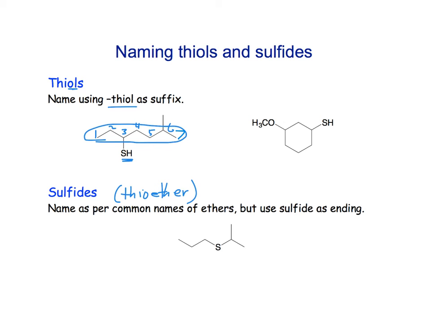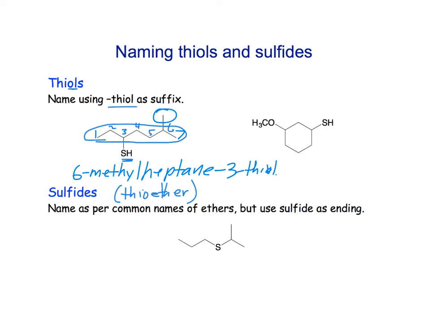So we have a heptane, and we have a methyl group at position 6. 6-methyl heptane 3-thiol.